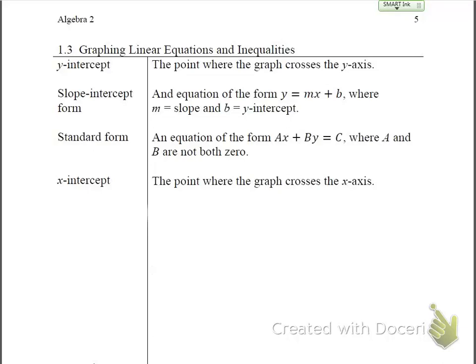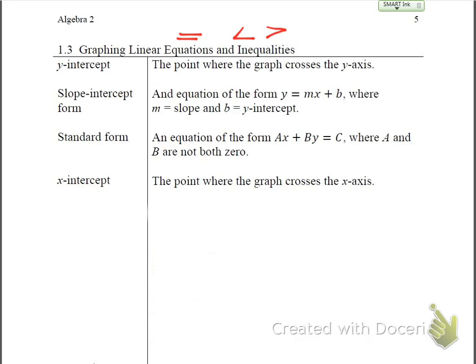So, we are graphing linear equations and inequalities today. Remember, an equation has an equal sign, and an inequality is either a greater than or less than, or greater than, less than, or equal to. But I have a couple definitions for you guys before we get started.